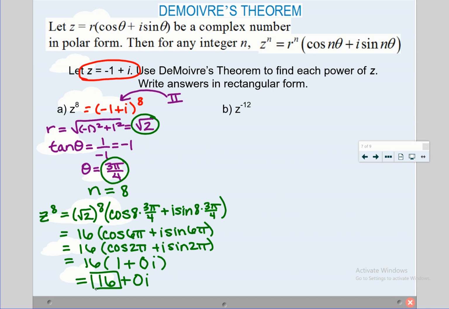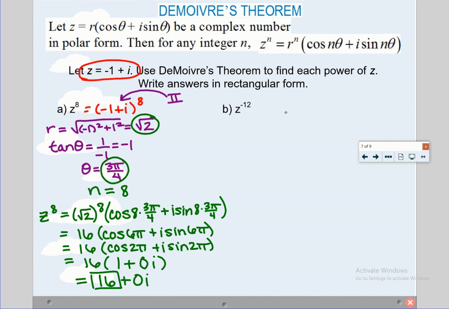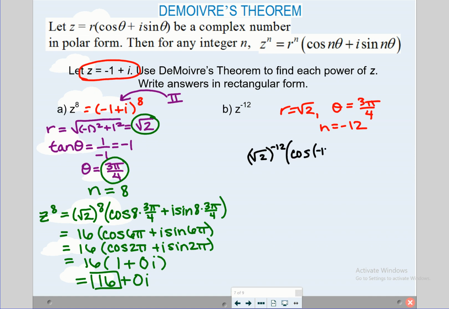Okay? Now let me show you what it looks like if there's a negative power. This is the same complex number, so we're using a lot of the same information. R is rad 2. Theta is 3 pi over 4. The only difference here is n changes to -12 instead, just a different power. So it would look like r to the n, okay, so rad 2 to the -12th, cosine of -12 times 3 pi over 4, plus i sine -12 times 3 pi over 4, if I can squeeze it in there. There we go.